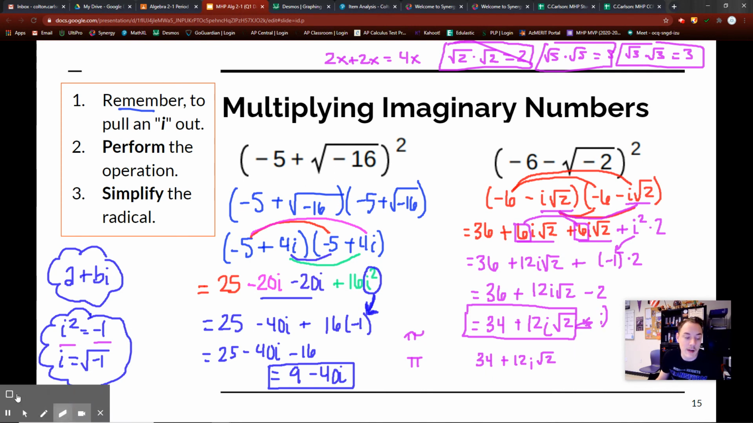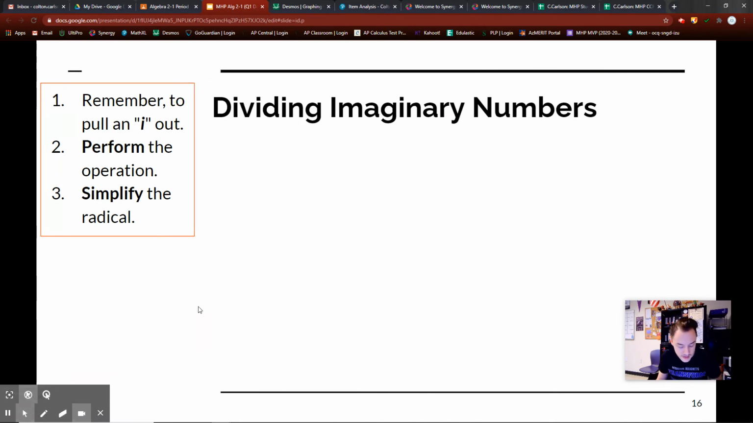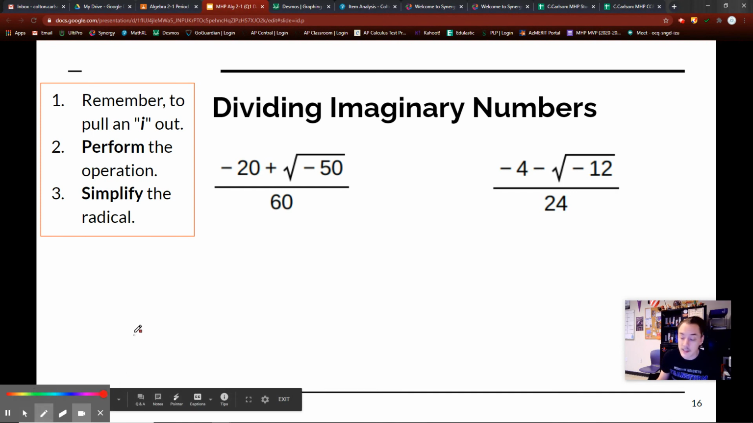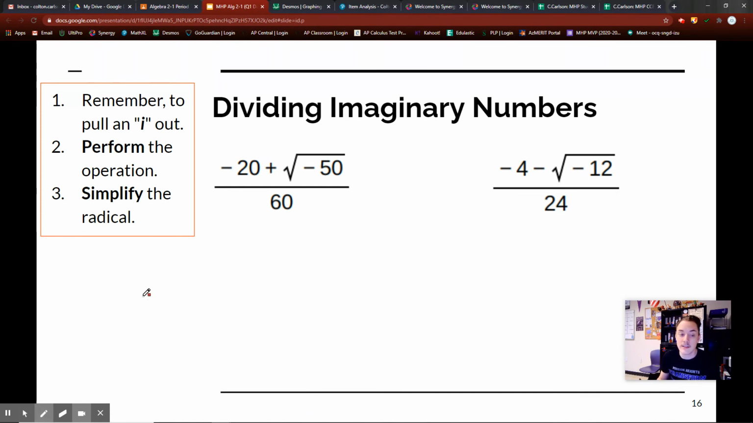Sweet. So I'm going to erase this. Then we're going to go to dividing. Dividing and then operations, and then we're going to be done. So dividing, how do I divide? Now this slide is going to be particularly difficult because of the fraction work that I'm going to do here. So you have to pay very close attention.